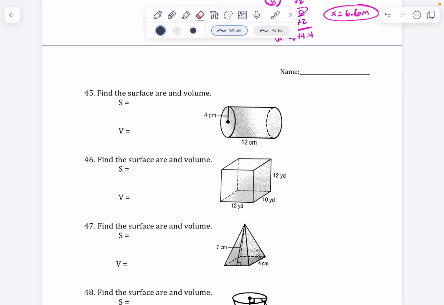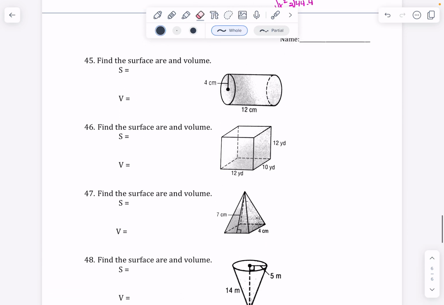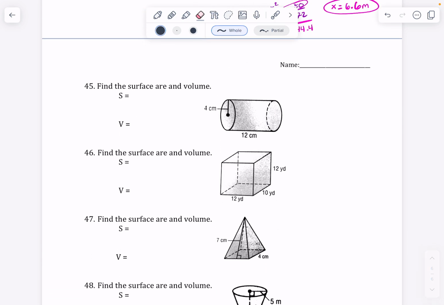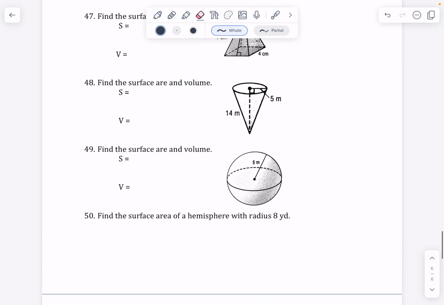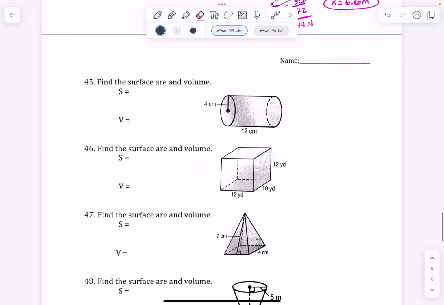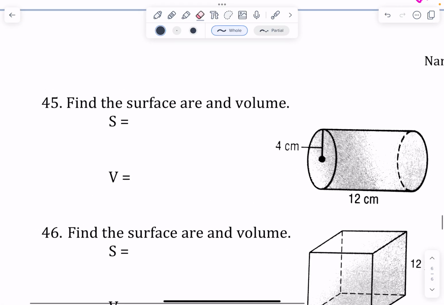Okay, geometry. I am recording this. This is the last six problems of the review packet. So 45 on is all surface area and volume of three-dimensional figures. Let's see if we can remember these formulas because I don't have them in front of me.